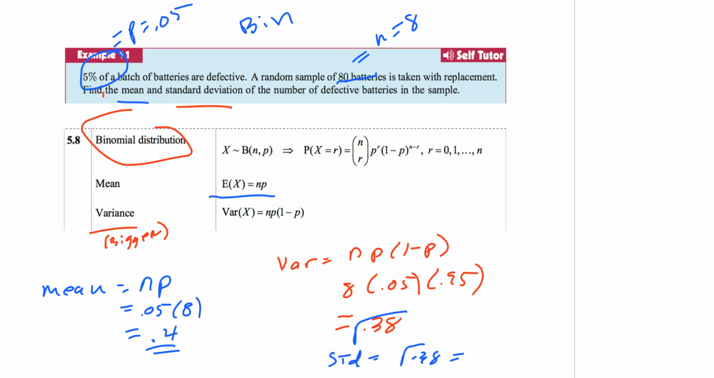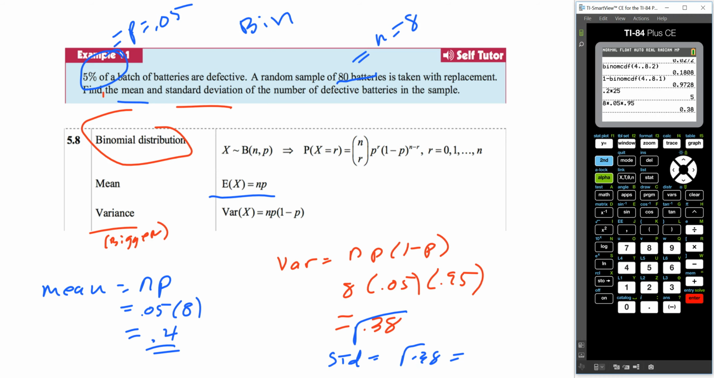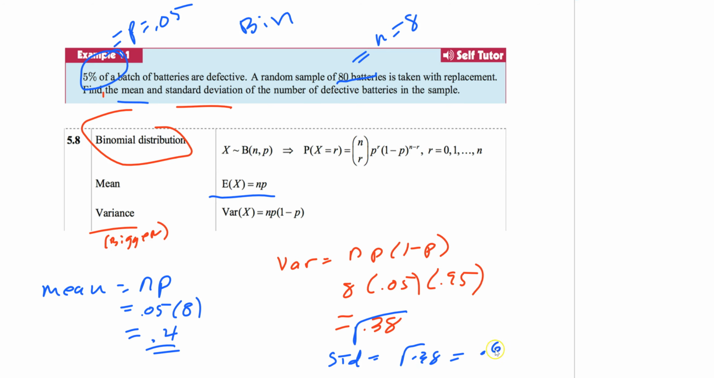Use your calculator, don't be a hero. And you get the square root of the answer. You can just put answer or highlight it. Hit enter, and you get 0.616. And that's how you find standard deviation and variance using binomial. And that's it for this video.